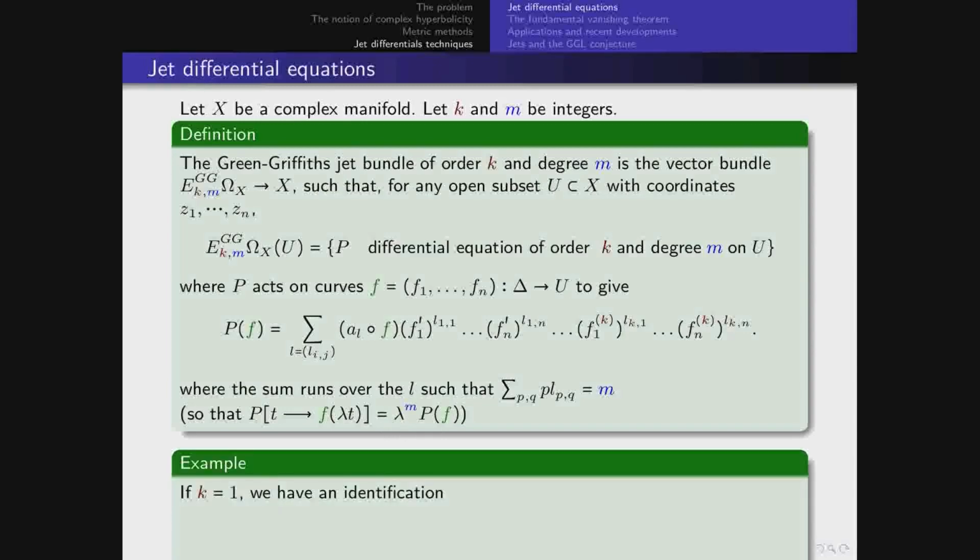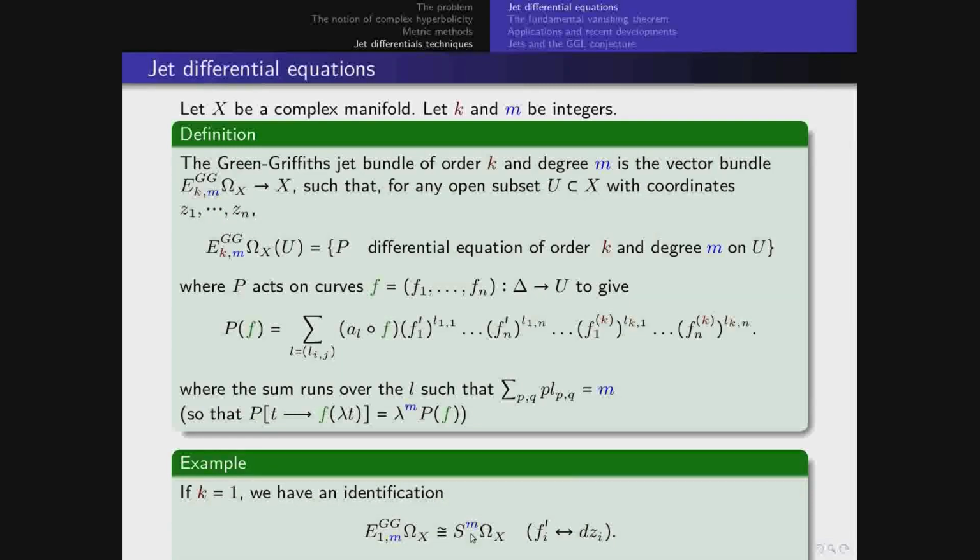Okay, so I will now give you an example in the case of order 1. In that case, it's rather easy to see that the jet differential equations of order 1 and degree m identify with the symmetric powers of the cotangent bundle. To have this identification, you just need to replace the f_i prime here with dz_i, where the z_i are the coordinates on your open chart, and you check that if you change your coordinates, these two vector bundles vary in the same way.